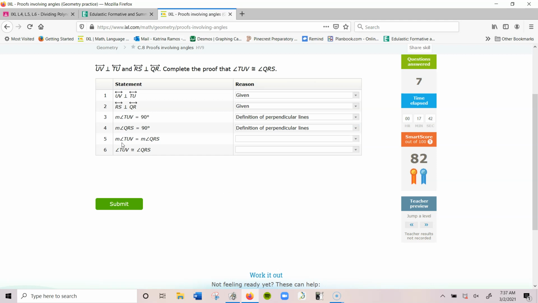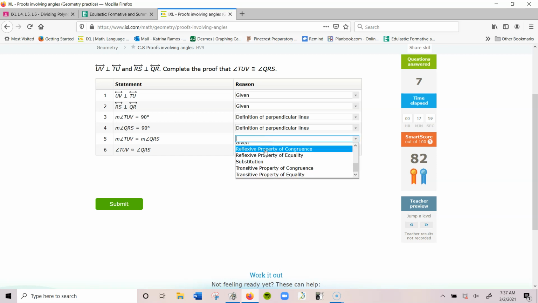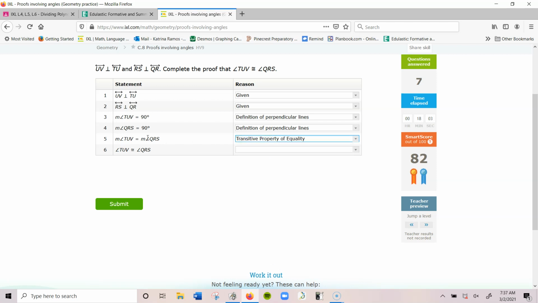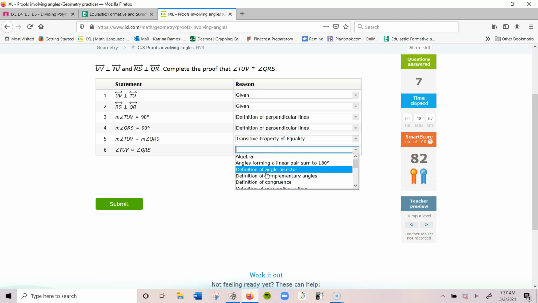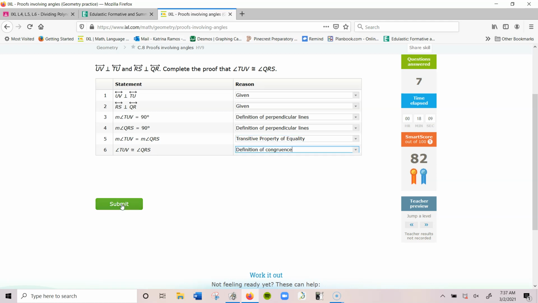So if the measure of angle TUV is equal to the measure of QRS, again here what they've done is the transitive property of equality, because since TUV is equal to 90 and QRS is equal to 90, that means that these two must equal each other. So transitive property of equality. And because their angle measures are equal, that means that the angles must be congruent. So that is the definition of congruence.